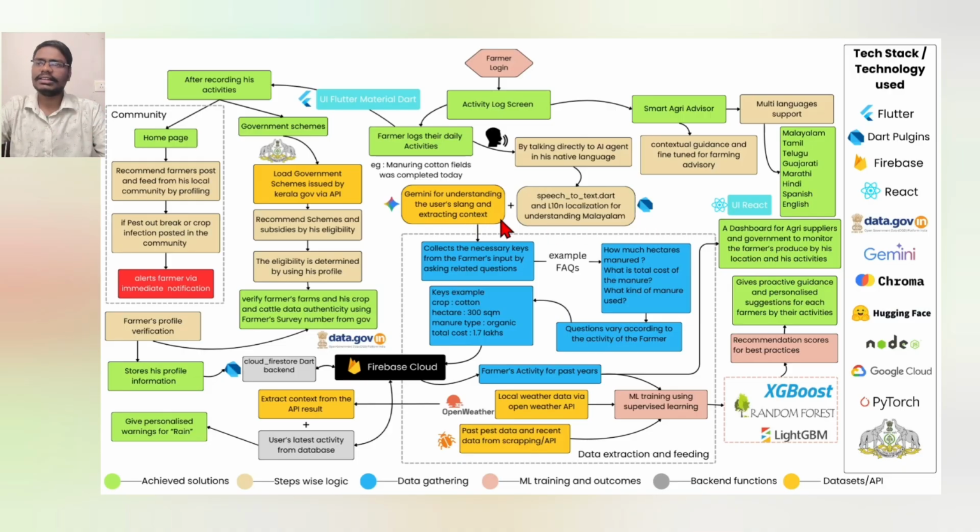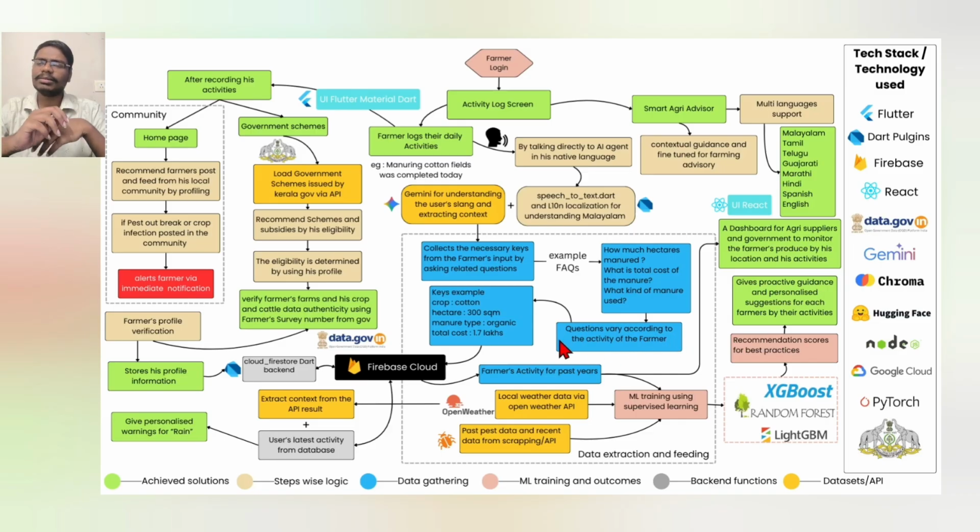Collecting the necessary keys from the farmer's input and asking related questions is very important to track their activity and to train our AI model. Let's see an example. If the farmer says manuring of the cotton field was completed today, that is the activity they recorded. Our AI will ask questions like how many hectares were manured, what is the total cost of manure, and what kind of manure was used. Keep in mind these questions are just an example. The questions will vary according to the farmer's activity.